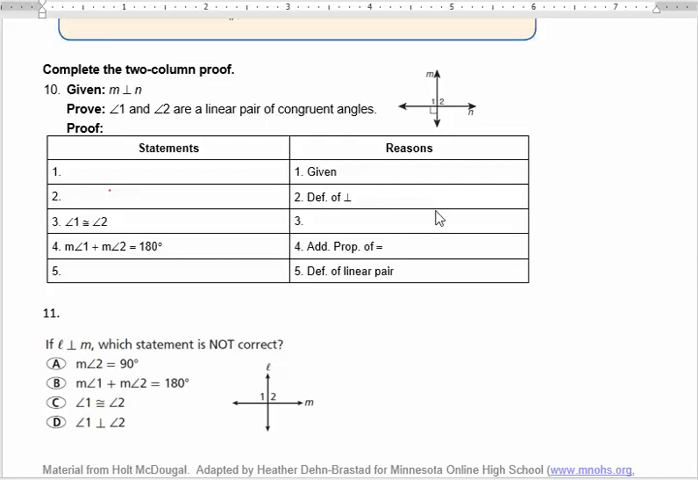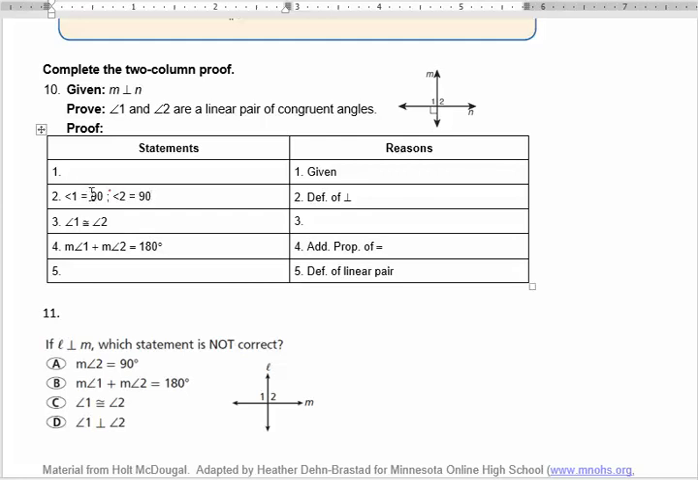worksheet in this video. So we're going to start with this number 10, which is a proof. We have some given information to fill in. It says that M is perpendicular to N. These two lines are perpendicular. And then they tell us to use the definition of perpendicular, which you can look up if you need to, but the definition of perpendicular is that the angles are going to be right angles. So the angles that we're concerned about is angle 1, that's going to be 90 degrees, and angle 2 is also going to be 90 degrees. Let's write them both down.